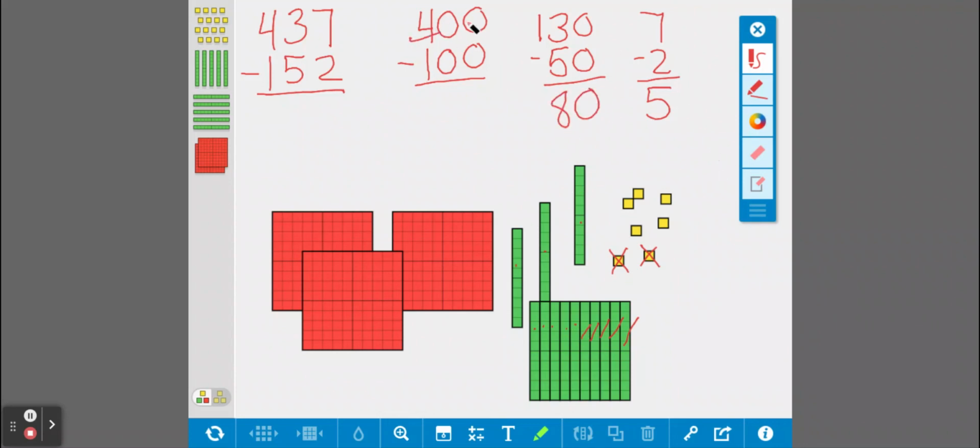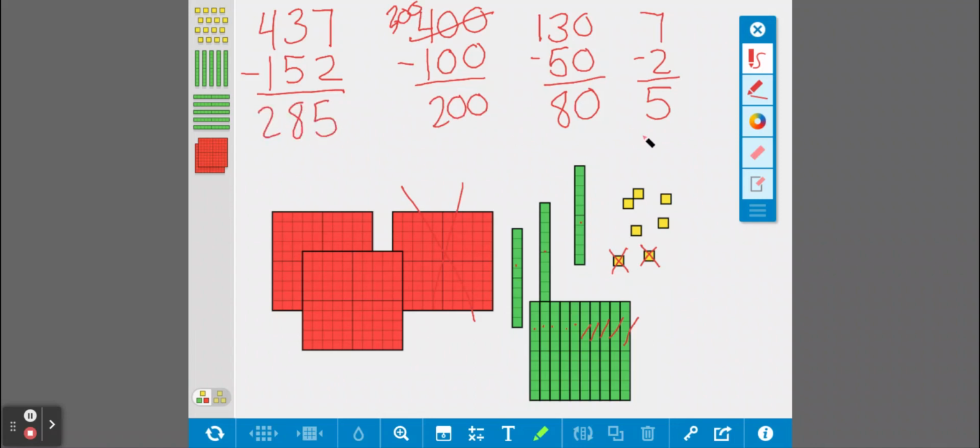And you can see that we brought that 100 over. So now instead of 400, we have 300. Sorry, a little sloppy there. And 300 take away 100 is going to leave me with 200. So we have 285 left over.